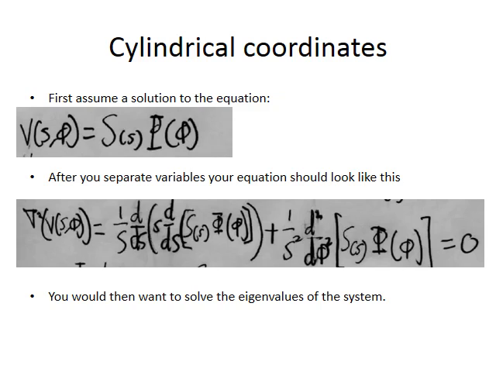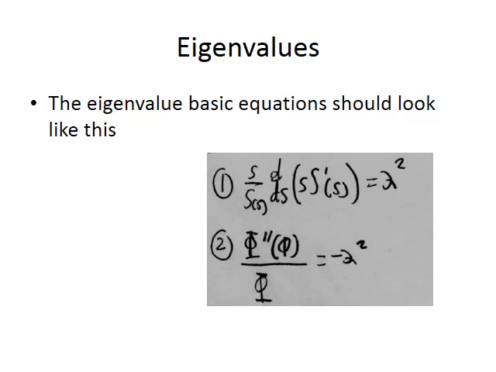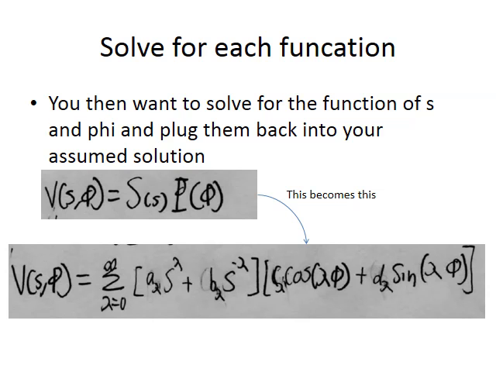After you separate your variables, your equation should look like that equation right there. It might be a little bit nasty, but it really is not that bad. It also is equal to 0. Next, you want to solve for the eigenvalues of the system, the eigenvalues for S and phi. Eigenvalues for S and phi are those I decided to choose. The next thing I want to do is solve for what each function is, the S and the phi. After you solve for those two, they become two separate entities.